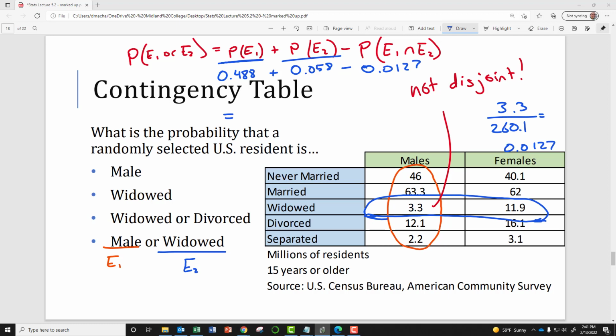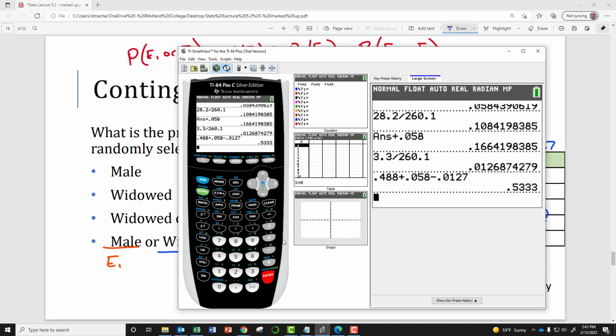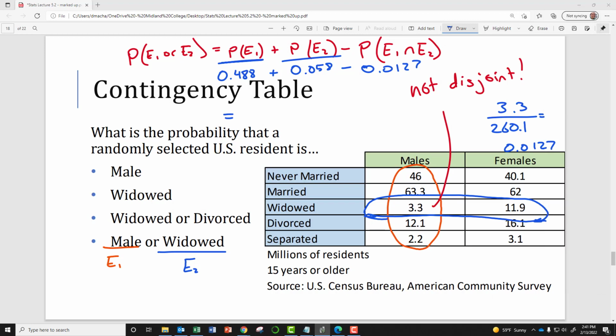Okay, adding those guys up, we do 0.488 plus 0.058 plus 0.0127. Actually, I misspoke, and I typed this in my calculator wrong. Let me show you. That should be minus the intersection, so we're going to do minus 0.0127. And so the answer is 0.533, or 53.3% of being either male or widowed.